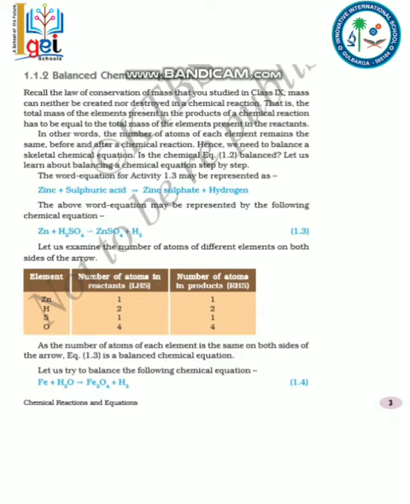That is, the total mass of the elements present in the products of a chemical reaction has to be equal to the total mass of the elements present in the reactants. In other words, the number of atoms present in the reactants should be equal to the number of atoms present in the products. So first we have to recall what we mean by mass. Mass means the number of atoms present in that element.